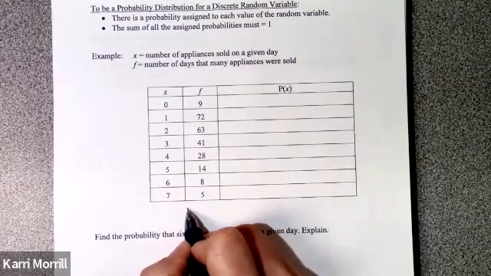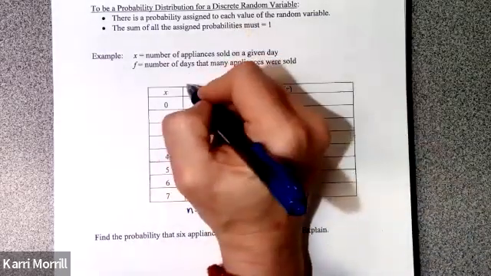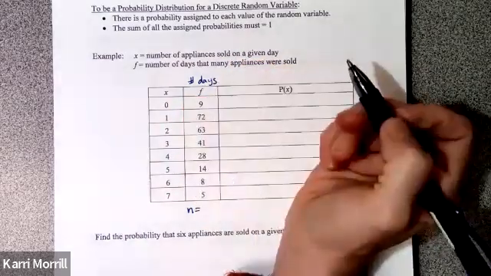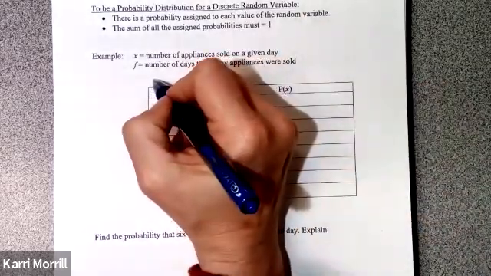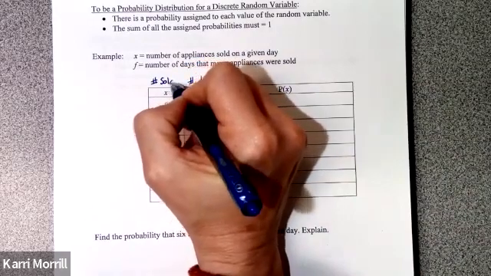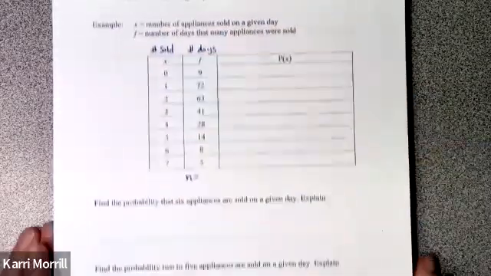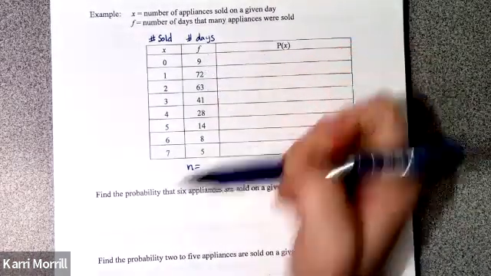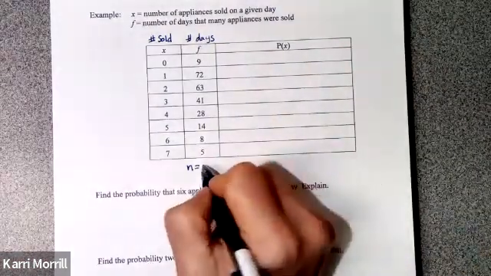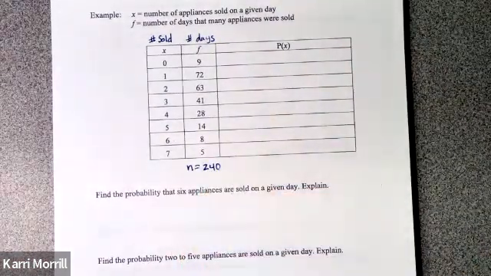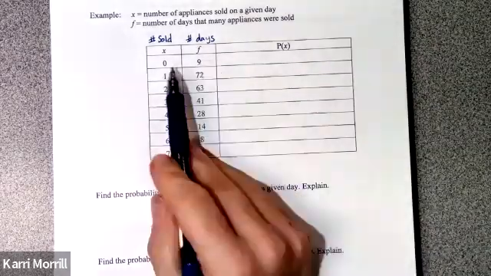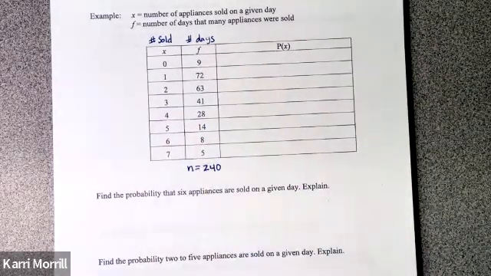You would probably want to know total days. So this would be number of days. You may want to label it. And this would be items sold. So I'm just going to put numbers sold. That's what these numbers represent. And you'll need to know the number of days that were total, which there were 240 days that they were observing and tallying up for the frequency of how often it occurred when they sold 0 appliances or 6 appliances.